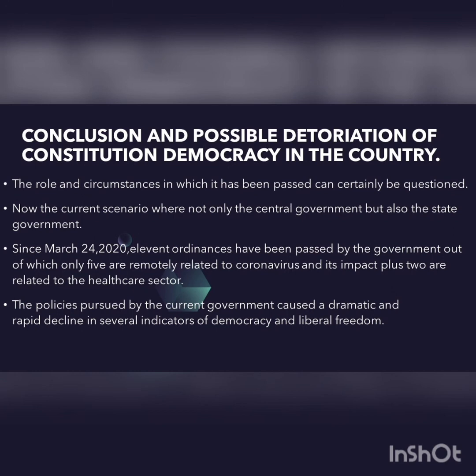Not only do they not help the destitute farmers, they do not tackle the issues faced by farmers either, which makes us question whether it was valid to bypass the parliament. The policies pursued by the current government have caused a dramatic and rapid decline in several indicators of democracy and liberal freedom. Freedom of expression has been curtailed and democratic deliberation has been bypassed.